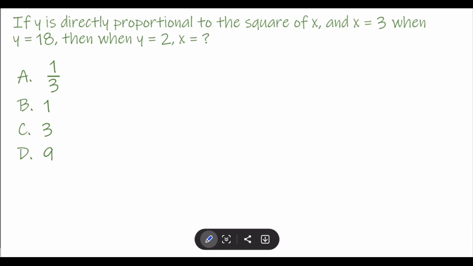So let's understand the problem. If y is directly proportional to the square of x and x is equal to 3 when y is 18, then when y is 2, x is equal to what? Here are the choices: A is 1/3, B is 1, C is 3, or D is 9.